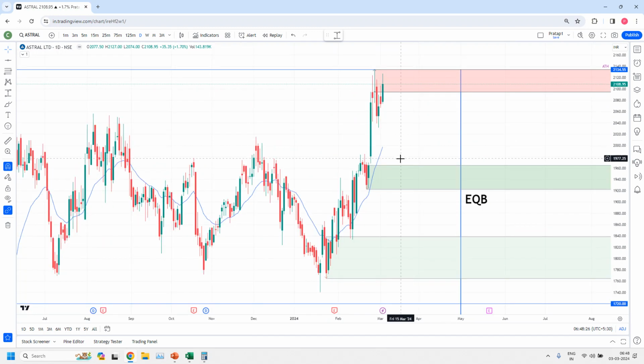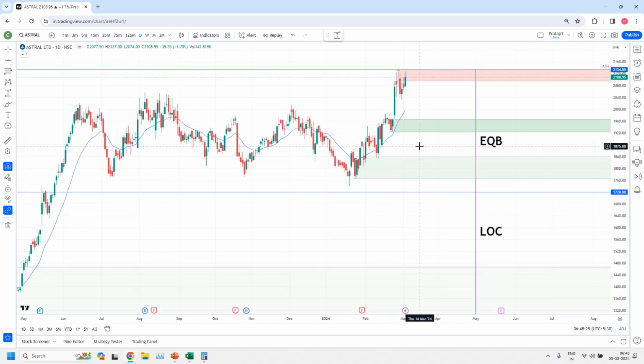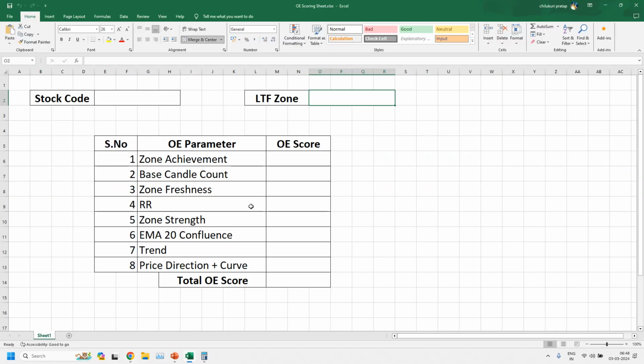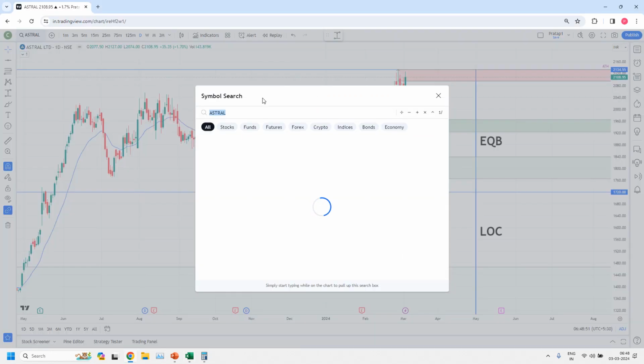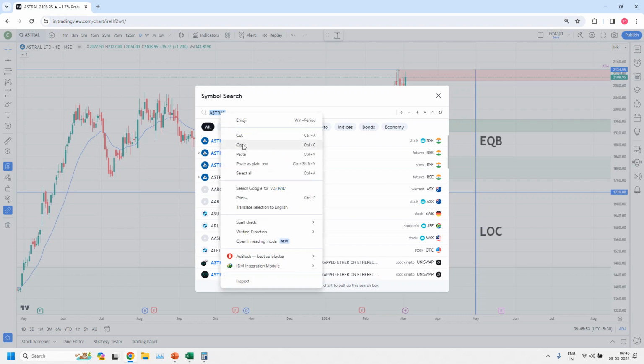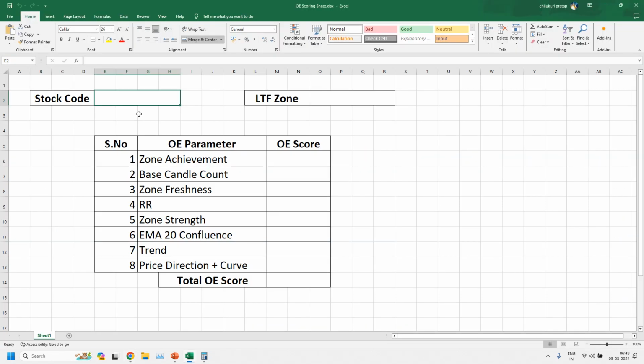But when we want to plan the trade, is the odds enhancer score supporting us or not? At least minimum we need 12, right? So let us identify the score. We already have a template. So what is the first parameter? In the template, first we will enter the stock code. So what is the stock code? Astral. I'm just copying and pasting here.